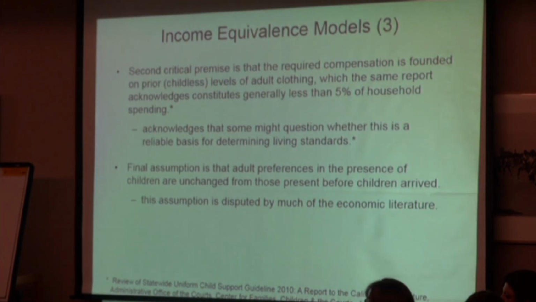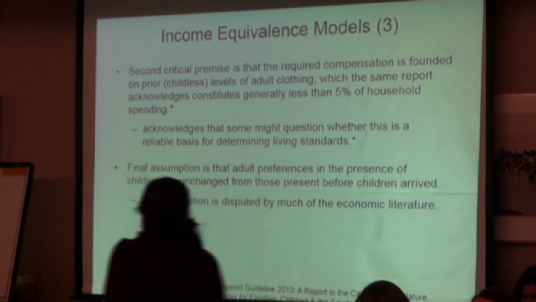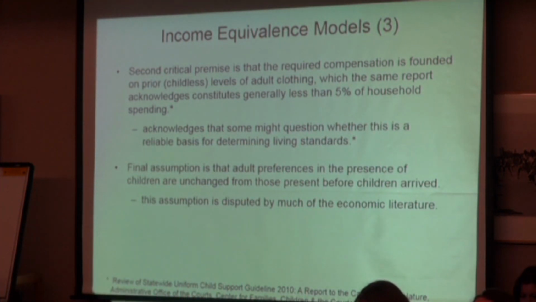But probably the most important assumption, which is based on pure economics, is that we assume the preferences of the adults are the same with or without children. And we all know that our lives change when children come into it. We all know that. And our preferences change. Anybody who's had kids knows that. And that's not permitted in the income equivalence methods. Income equivalence methods logically require that preferences don't change in the presence of children from what they were without children. And there's an enormous economic literature that says that assumption is simply wrong.